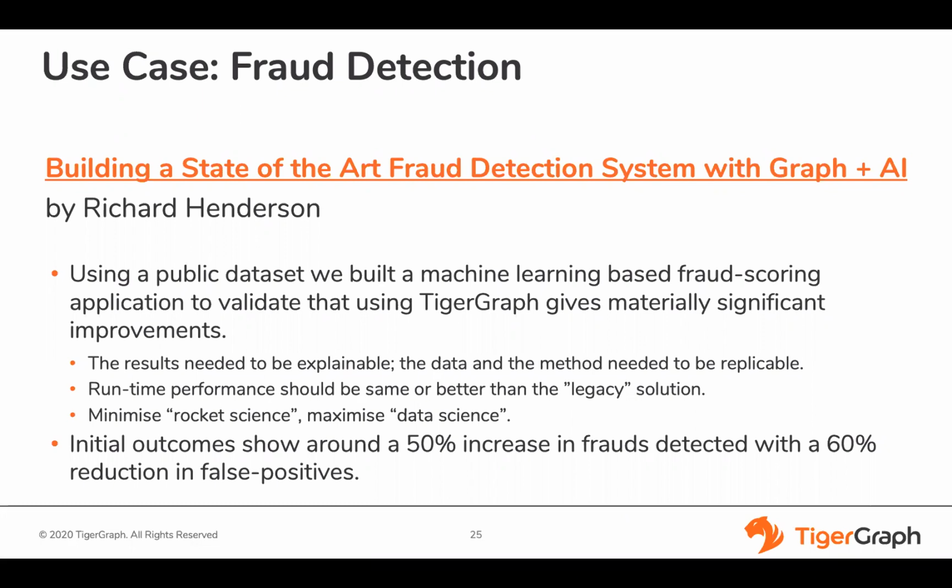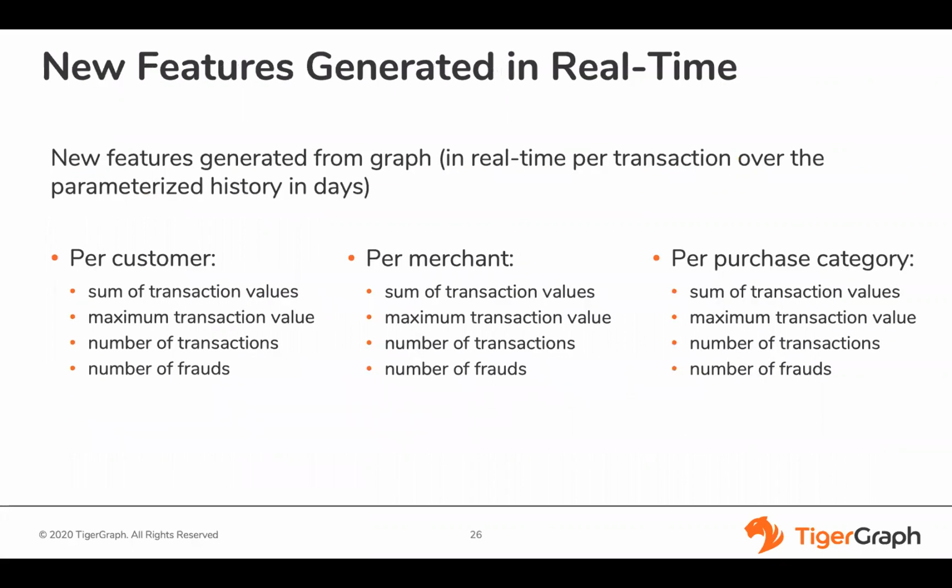The results needed to be explainable, and the data and the method needed to be replicable. Runtime performance should be the same or better than the legacy solution. And he wanted to minimize rocket science, maximize data science. The initial outcomes show around 50% increase in frauds detected with a 60% reduction in false positives. The key behind this improvement was the real-time generation of new features from the graph.